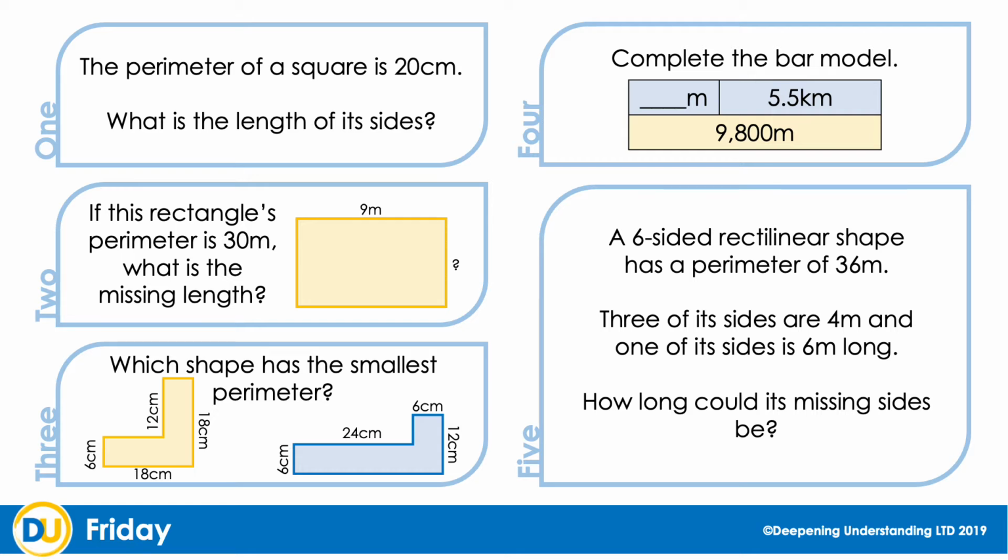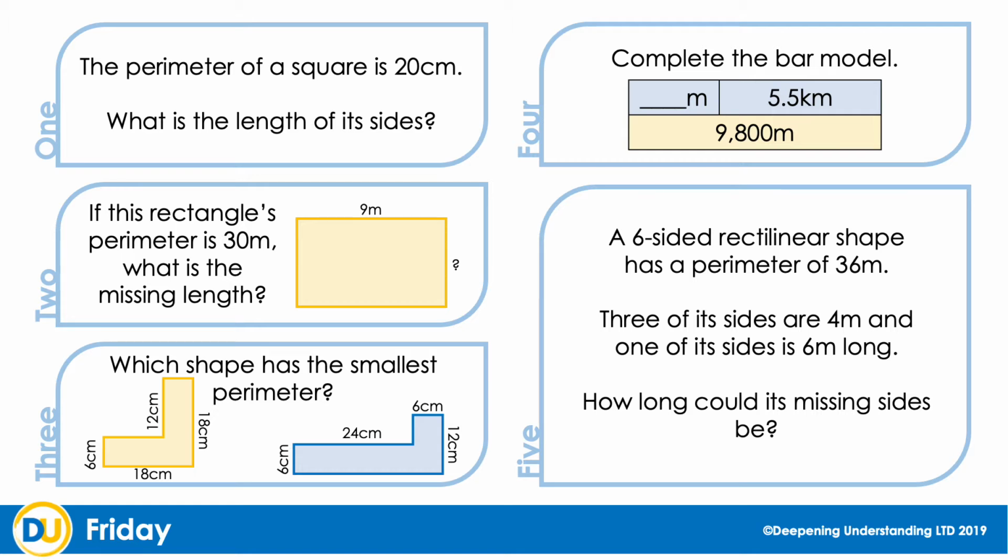Number 2. If this rectangle's perimeter is 30 metres, what is the missing length? Well, I know 9 metres add 9 metres is 18 metres. So 30 metres subtract 18 metres is 12 metres. So both sides are equal, 12 metres. So I would divide that by 2 and the answer is 6 metres.